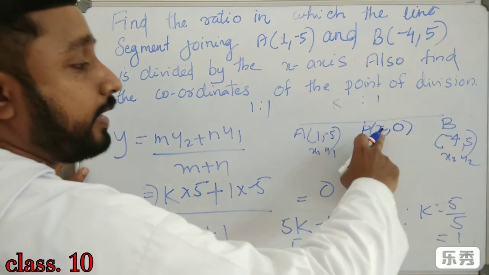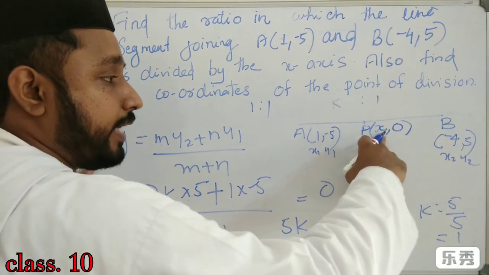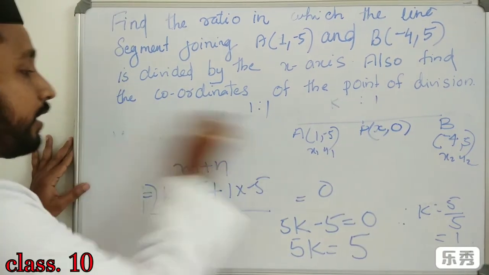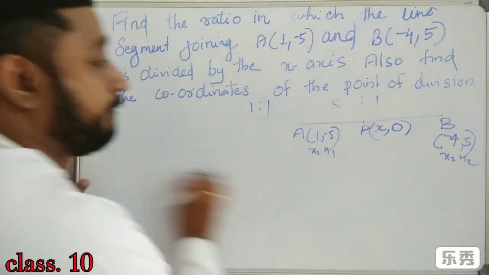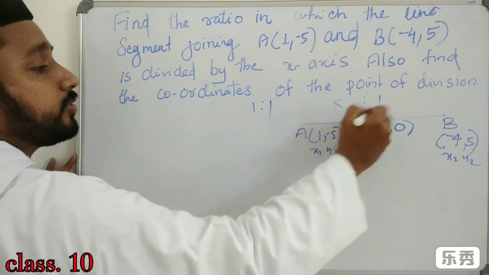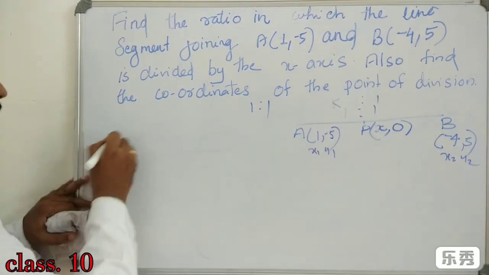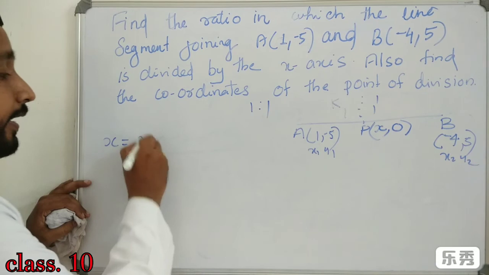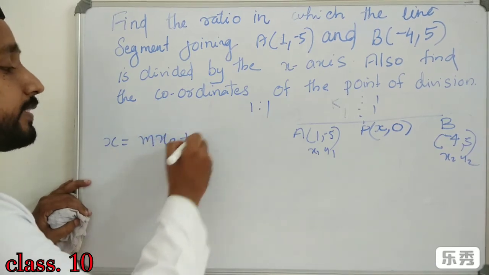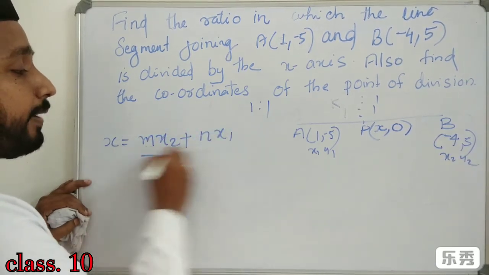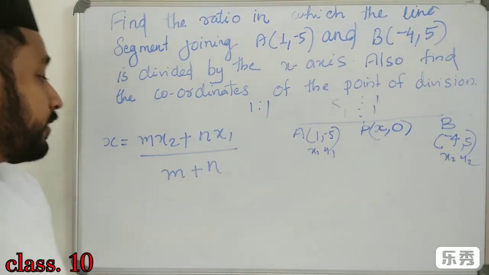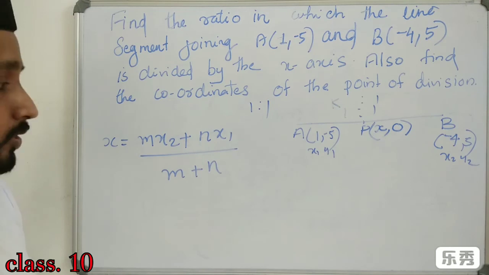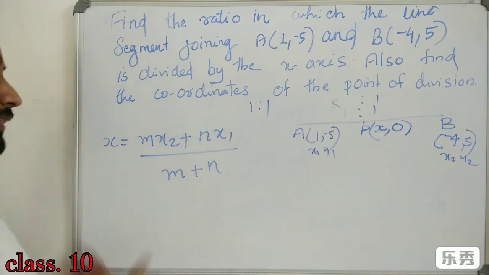The second part of the question is we have to find the coordinates of the point. So we have to find x. In order to find x, we have to use the section formula again. We know the ratio is 1 is to 1. So x is equal to, our formula is (mx2 plus nx1) by (m plus n). That is the x coordinate.